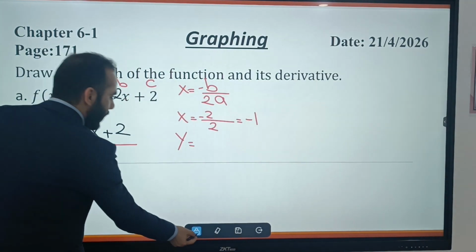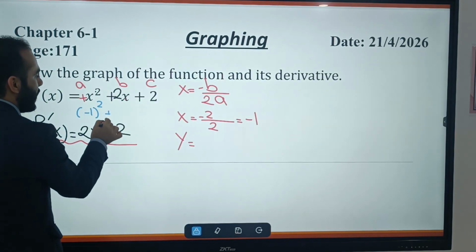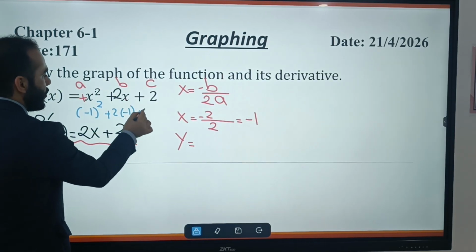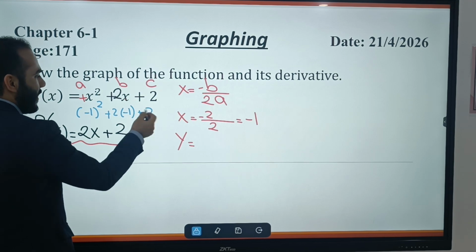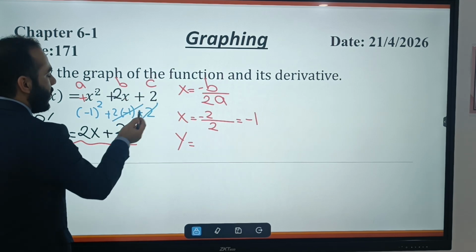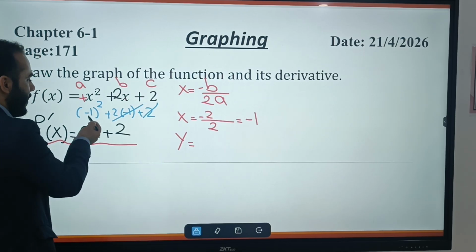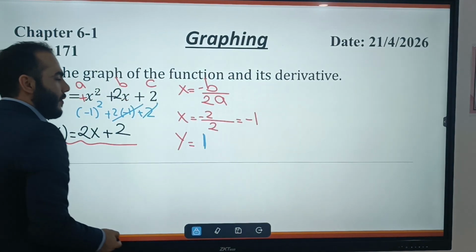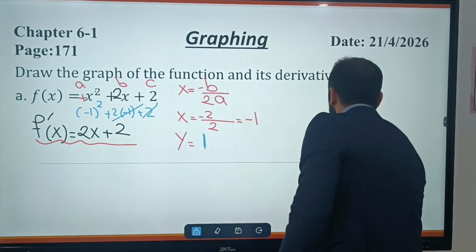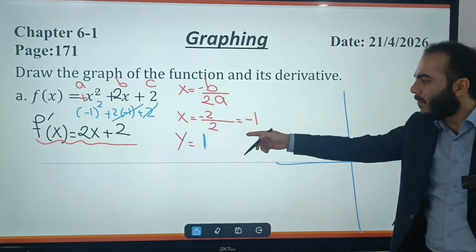So negative 1, let's substitute it here. Negative 1 to the power 2 plus 2 times negative 1 plus 2. These two are going to cancel each other. Why? Because 2 times negative 1 is negative 2, and it goes with this 2: negative 2 and 2 make 0. What will remain? Negative 1 to the power 2 equals positive 1. So the vertex of our parabola, our quadratic function, is negative 1 and 1.